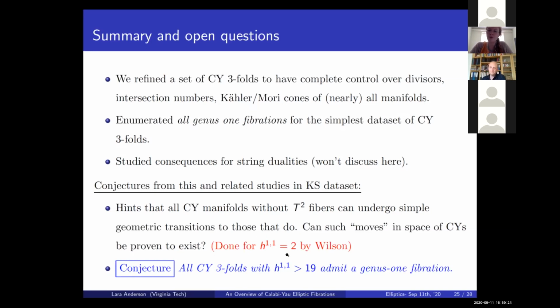This was proven for h11 equals 2 by Wilson. With Wati Taylor, we're trying to extend this further. The scans that we have done so far on both the toric and the CICY 3-folds lead us to conjecture that all Calabi-Yau 3-folds with h11 greater than 19 will be fibered.